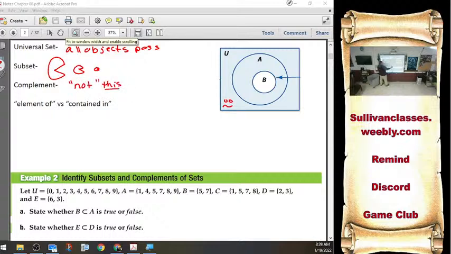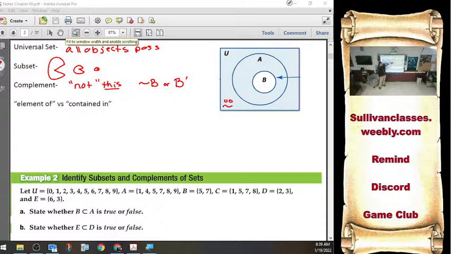this. So if I say, I can write it as not B, or I can write it as B prime. Those both mean everything that's not in B. So that would be all the stuff in A that isn't in B. It would also include me hanging out there on the edge in the universal set. Okay?